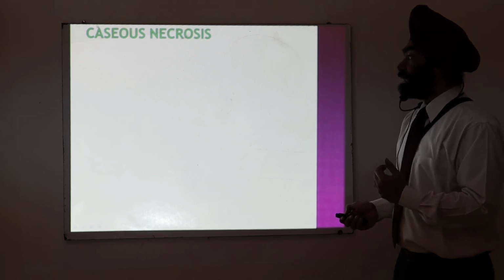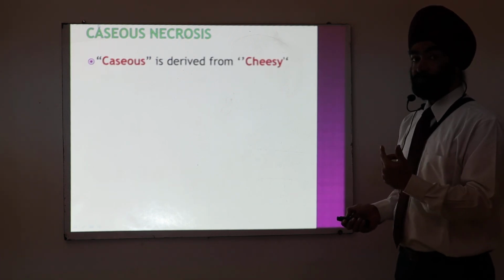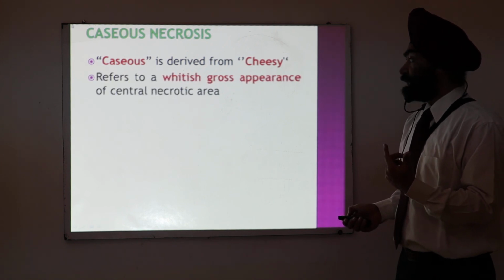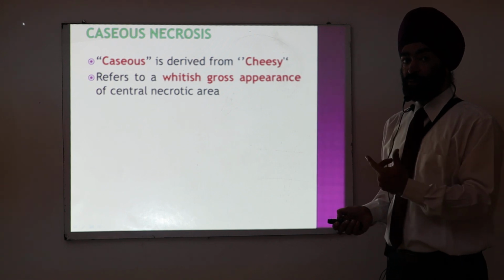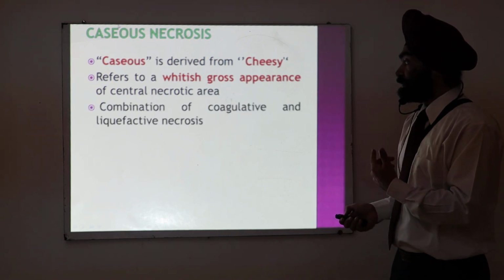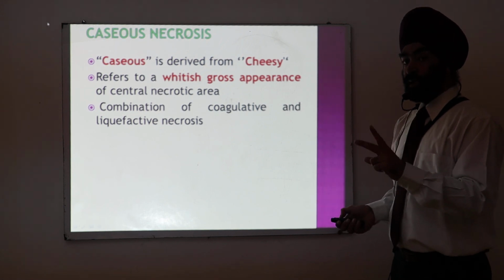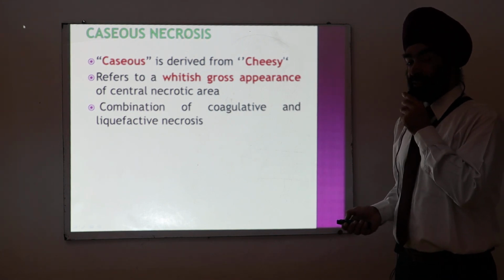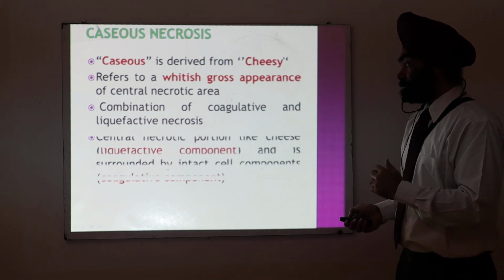The next type is called caseous necrosis. Caseous means cheesy-like appearance, whitish cheesy. So the whitish gross appearance of the necrotic portion is a feature of caseous necrosis. So why this kind of caseous necrosis? It is a mixture of two. It is a mixture of coagulative necrosis and liquefactive necrosis. Both things are happening simultaneously.